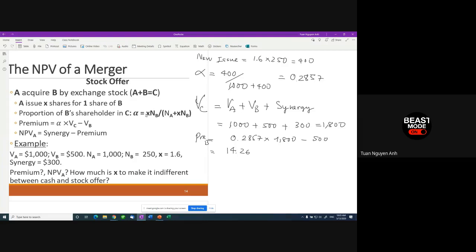Yeah, much lower than the 100. And of course, because this is lower than the 100, the NPV must be higher, because we only share the synergy between these two. So the NPV to A is equal to 300 of synergy, and we share this amount. And we are left with 285.74. Okay. So this is the example of the acquisition by stock.